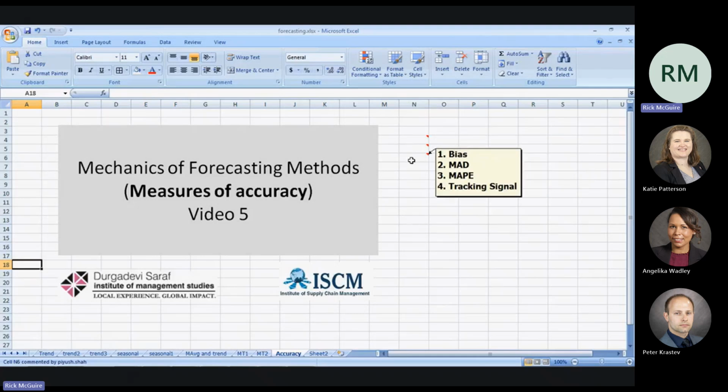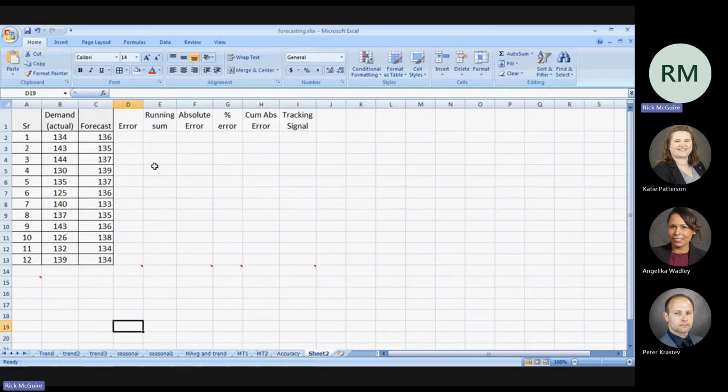In this video, we will only see 4 specific methods: bias, mean absolute deviation or MAD, mean absolute percentage error or MAPE, and tracking signal. There are many other methods, but we limit ourselves to these 4. Now the data set: we have 12 periods of data, the actual demand and the forecast.